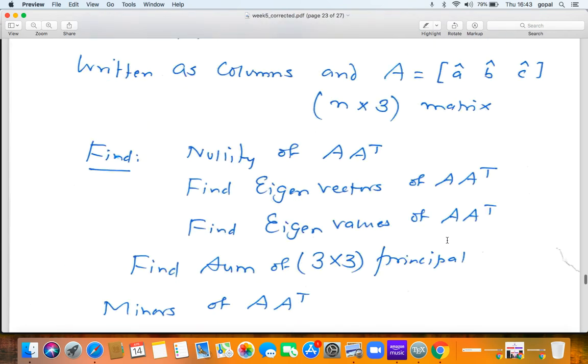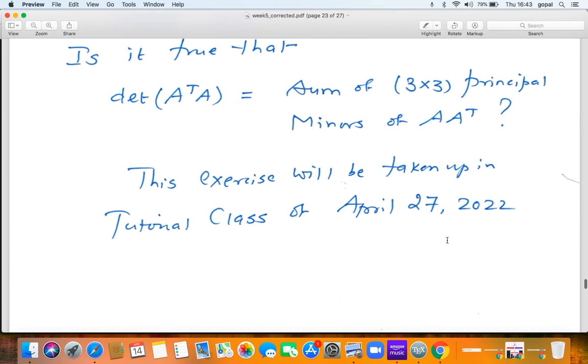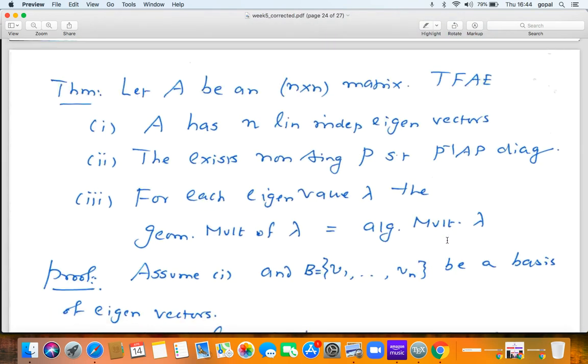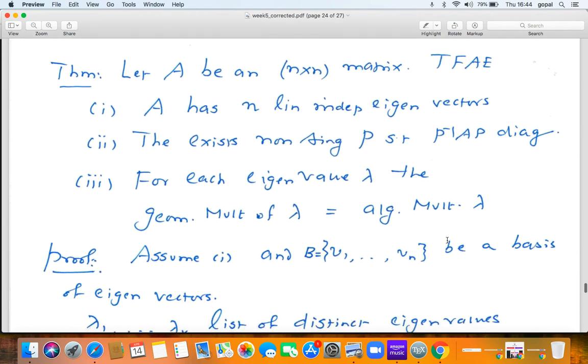So we'll take this up. This problem will be done in detail in the next tutorial class. But I have already given you some kind of hints. You have to work on it.